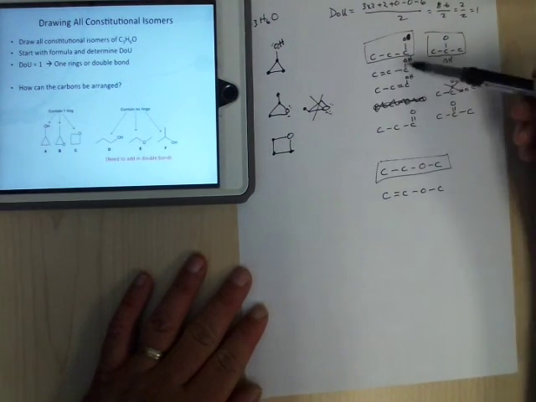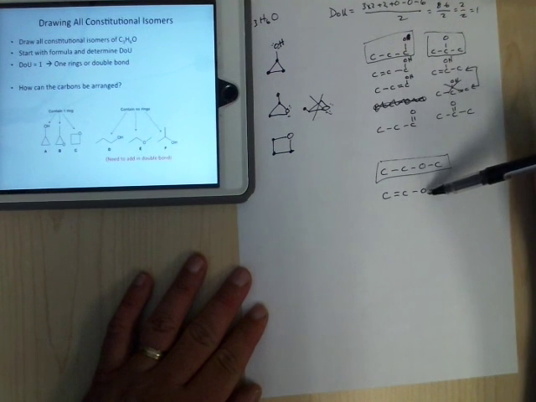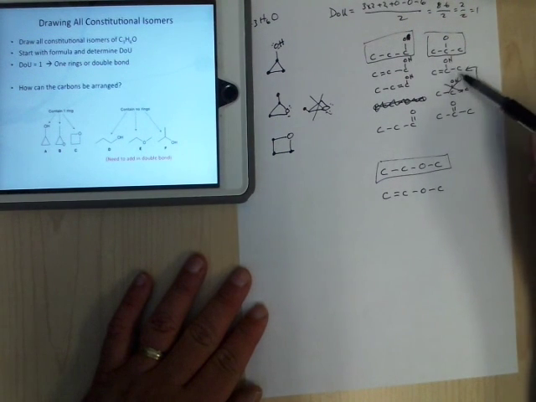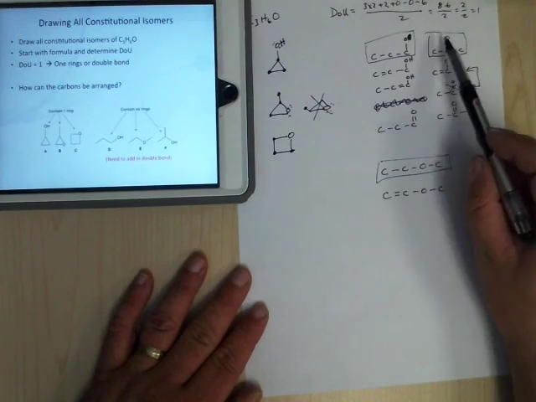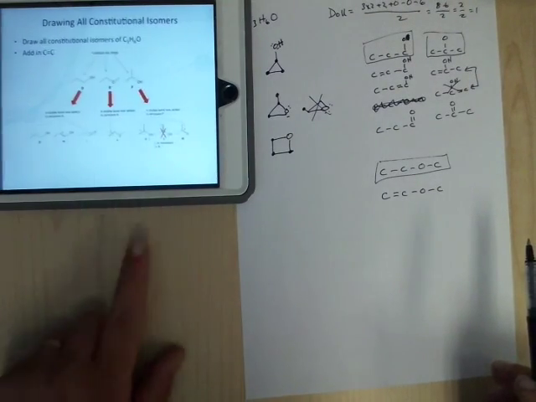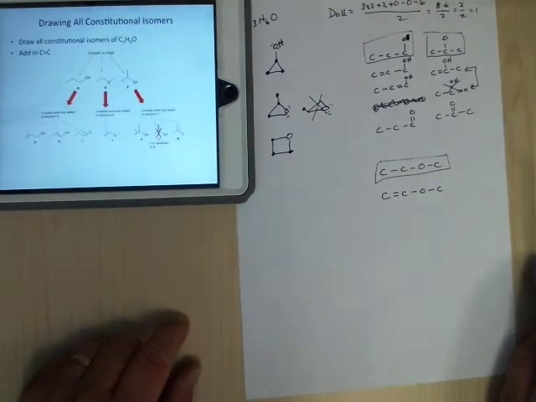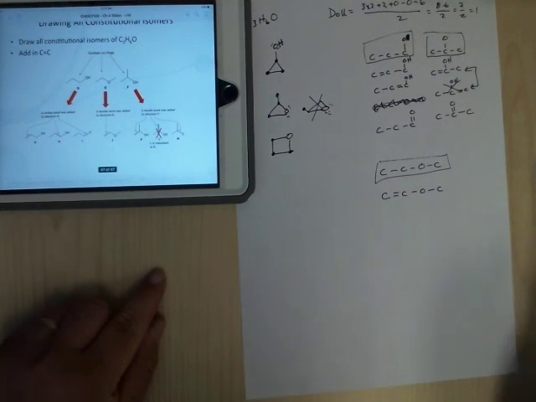So we have these rings, and then we've got these straight chains here. But we have to be careful because these two are the same. So these are our base structures. You just try to be systematic about it. So there we go. Good luck.